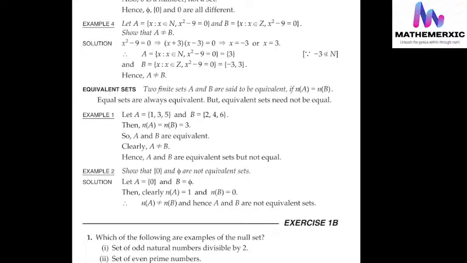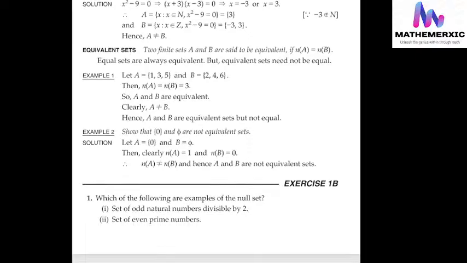So in example number 1, in A we have 1, 3, 5, and in B we have 2, 4, 6. So these two sets are equivalent in nature, right? A and B are equivalent, but A and B are not equal in nature because the elements are different in this case, right? That is the logic we can easily use.